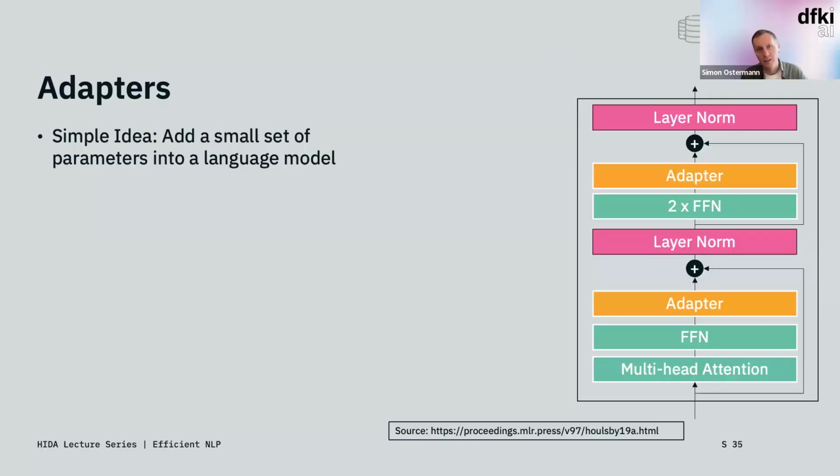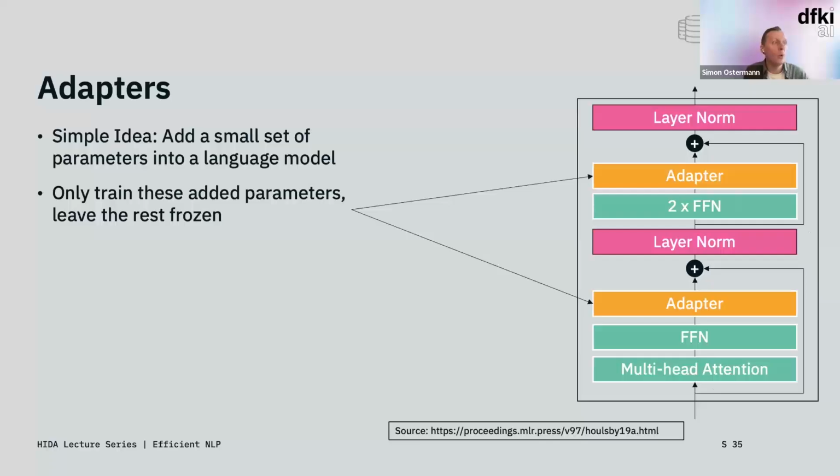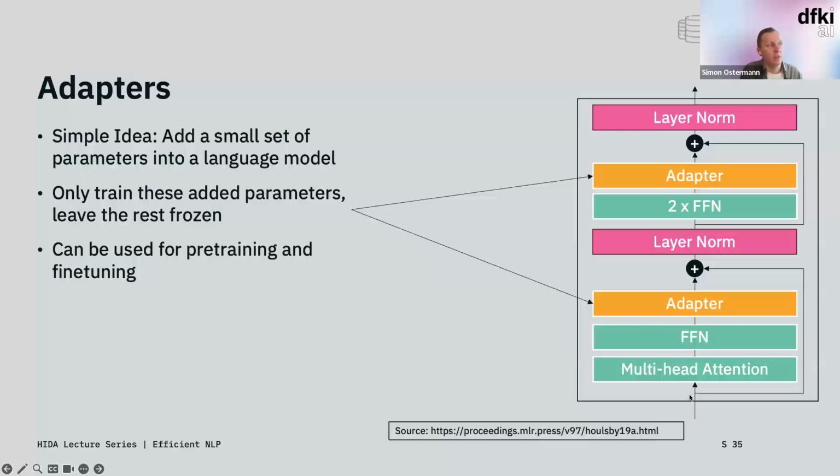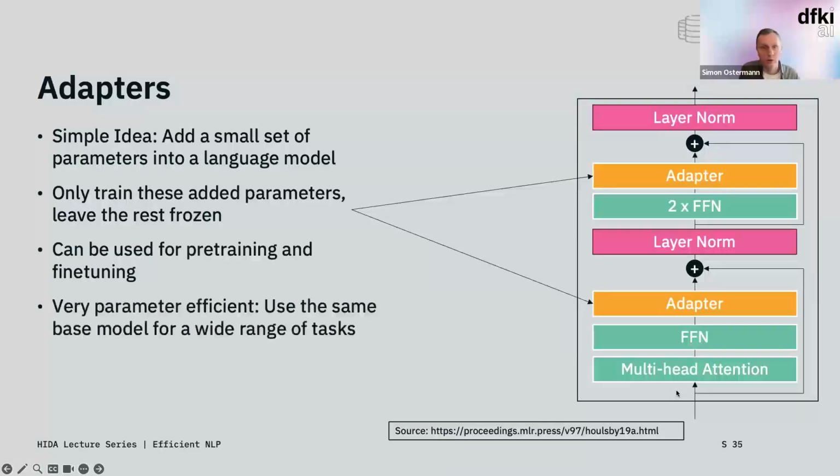Now, the idea of adapters is basically that you add a small set of parameters into a language model. So you add another small layer inside each transformer layer, and then you only train the layers that you have added, and you leave the rest of the network frozen. You can use this for pre-training and fine-tuning and for any tasks to adapt your language model. And this is very efficient because the amount of parameters that you add with an adapter is much smaller than the parameters that you already have in your full network, which means it's much more efficient than fine-tuning the whole network. And most importantly, it means that you can use the same base model for a wide range of tasks because this is modular, right?